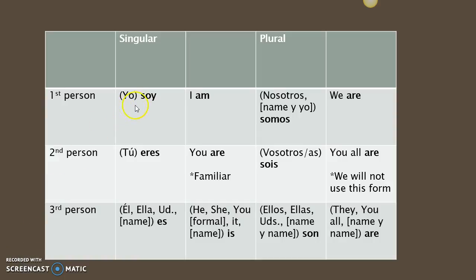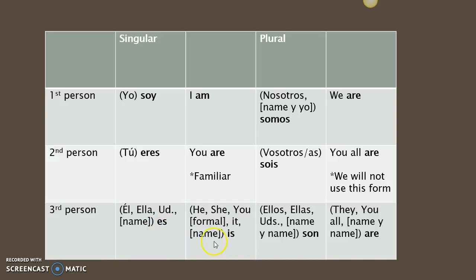The singular first person conjugation of the verb ser is soy. In English, yo soy means I am. The singular second person conjugation of the verb ser is eres. In English, tú eres means you are. Remember to only use this conjugation when addressing a person that you know on a first name basis because it's the familiar form.